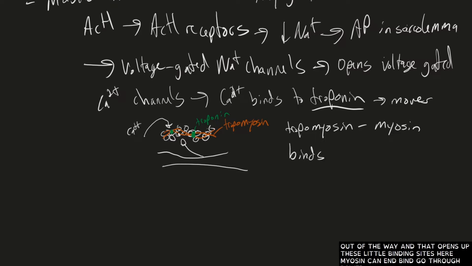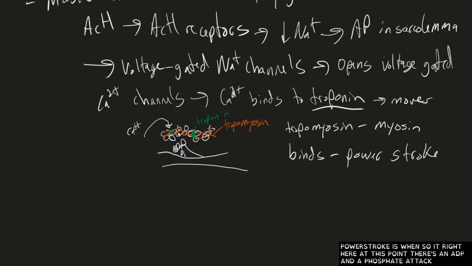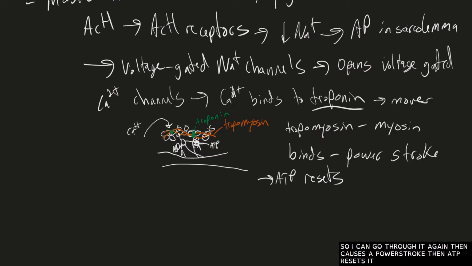goes through a power stroke. So a power stroke is when, right here at this point, there's an ADP and a phosphate attached to this myosin head. When it binds, it ratchets it down. If I had my cam on right now, you'd see my fist moving down and causing a contraction. Now, when this is in this state right here, it needs ATP. So ATP then comes in to release it, and then it resets the whole system so it can go through it again. So then it causes a power stroke. Then ATP resets it, and it can go just as long as calcium is there and holding it all together.